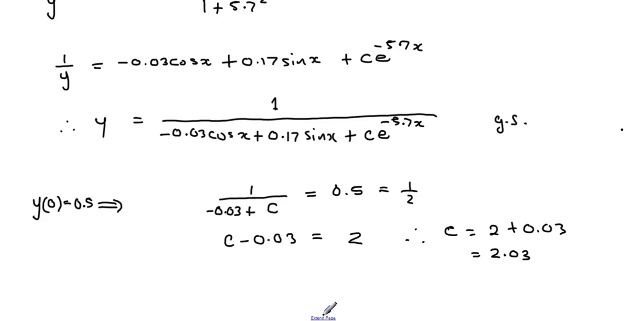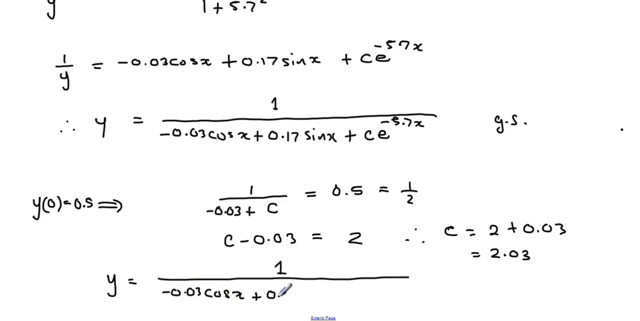So I think we have arrived at our final answer, which is y equals the following rational expression: 1 over minus 0.03 cosine x plus 0.17 sine x, then you replace this c by that, which is plus 2.03 e to the power minus 5.7x. That is going to be your particular solution, and that marks the end of the exercise.